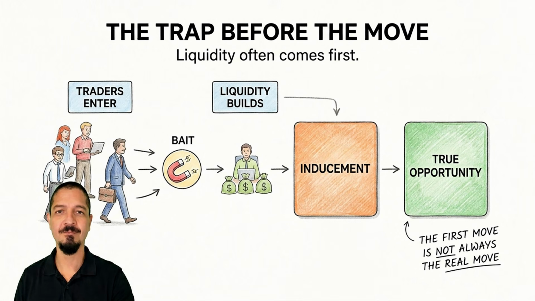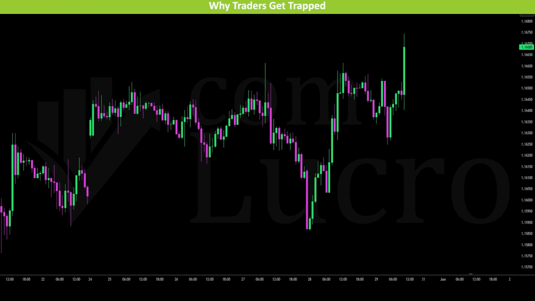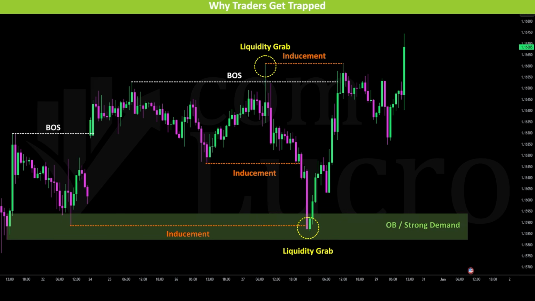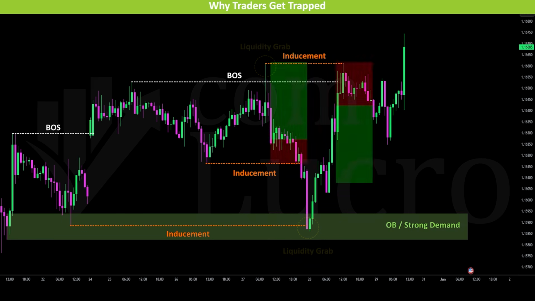Candle range theory helps us understand how liquidity forms within a single candle and how price reacts when those boundaries are swept. But in many situations, the market creates additional liquidity before the real move begins, often by attracting traders to the wrong side of the market. This is exactly where the concept of inducement comes into play.